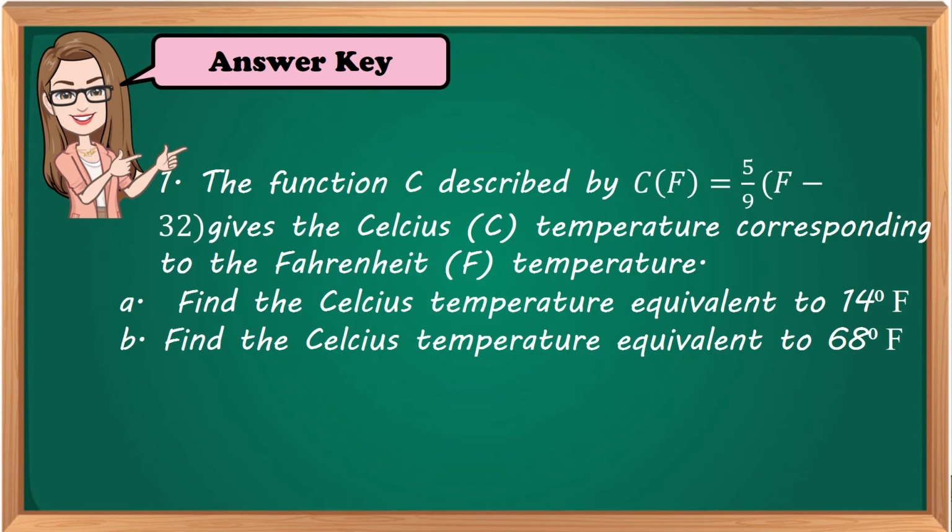And the answer for this problem we have, for letter A, the equivalent of 14 degrees Fahrenheit is negative 10 degrees Celsius. And for letter B, the equivalent of 68 degrees Fahrenheit is 20 degrees Celsius.